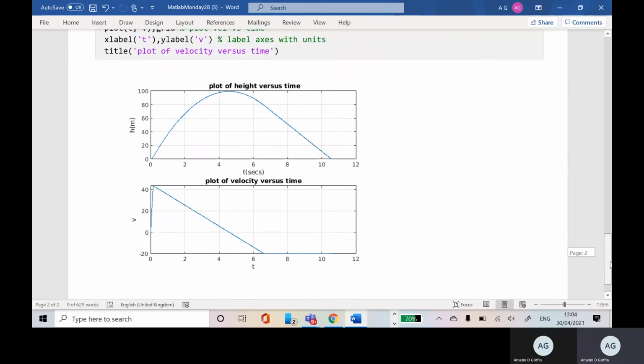And then the velocity against time. It looks like an error, but there isn't. The velocity goes up, starts to decrease, gets to minus 20, and then it's minus 20, but we don't see the blue line along the x-axis here. So it gets to there, and it just stops.